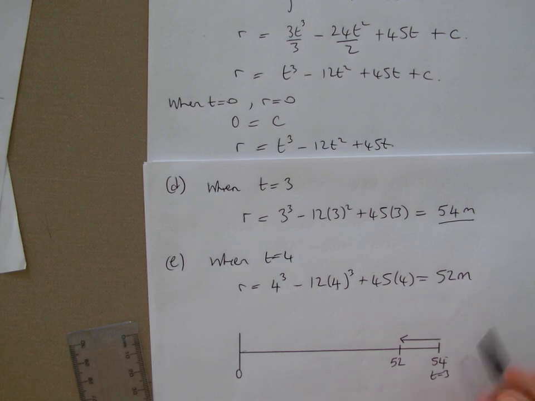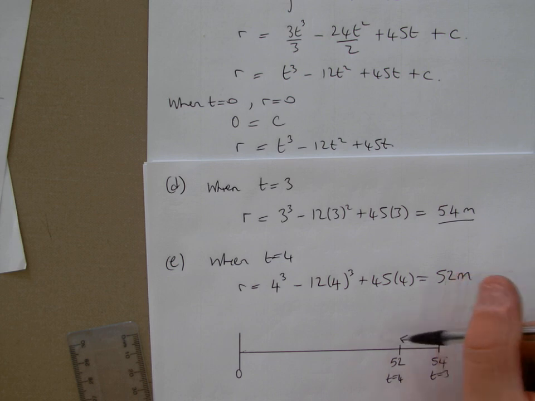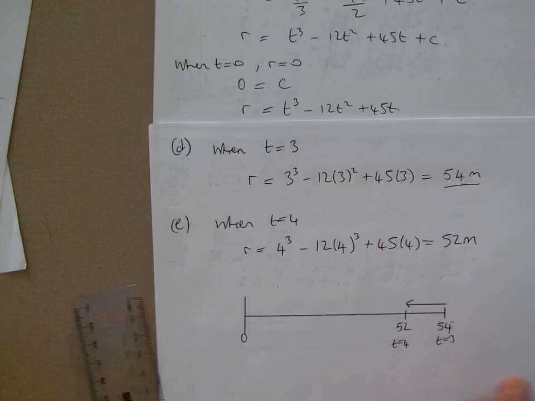So when t is 3, it's got to 54 meters. That's the distance it's travelled. But when t is 4, displacement is 52 meters. I had an idea that it reverses direction because it came to a stop, which often means it's going to turn around. So after 4 seconds, its displacement is 52 meters.